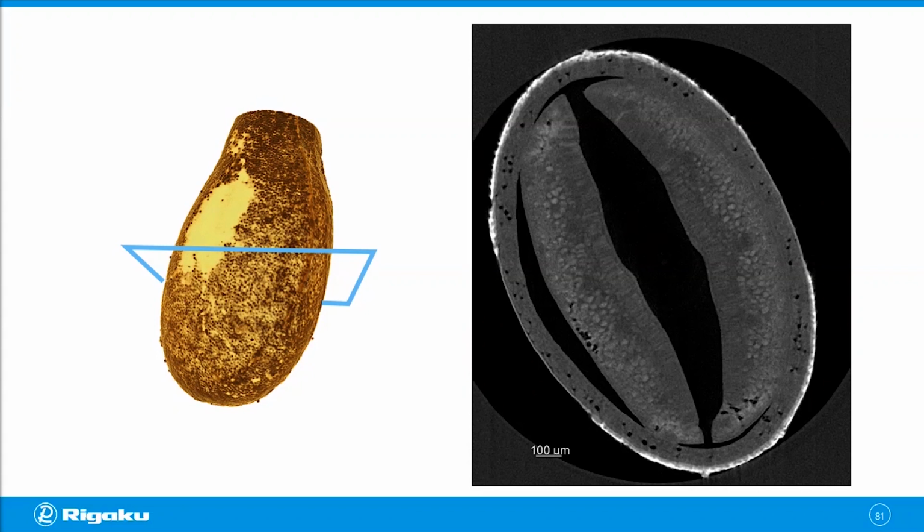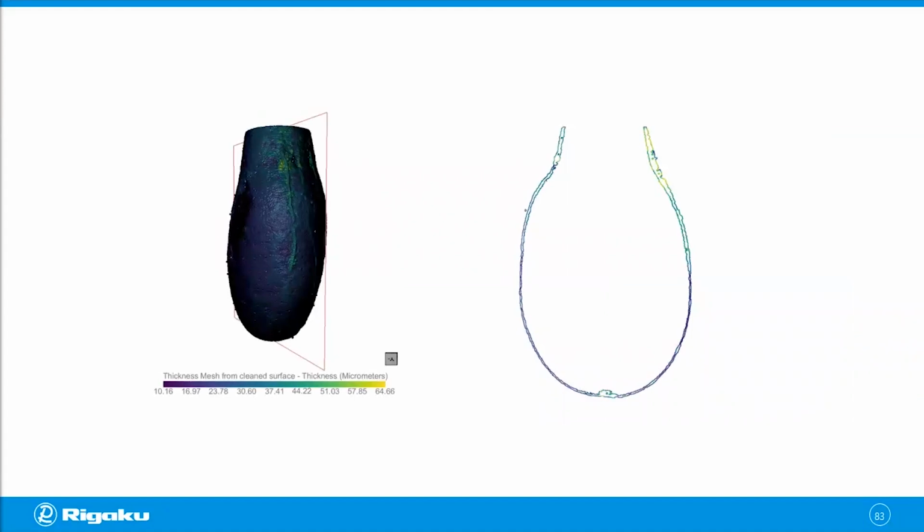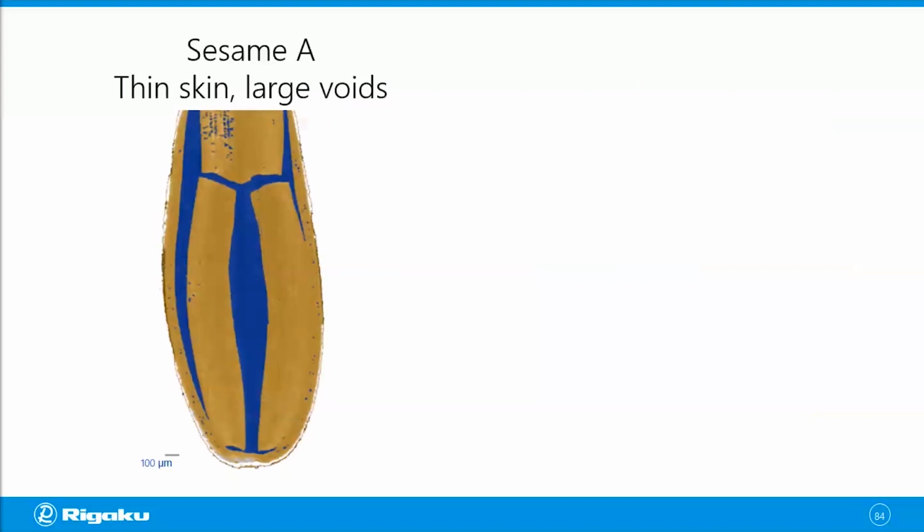And once you have this image in 3D, you can do different types of analysis, such as separating the solid part and calculating the body percentage, or you can focus on this high density surface layer, the skin. And when you do the thickness distribution analysis, you can see that at the bottom and around the neck area, you see thicker skin. And you can do this for, let's say, one type of sesame, sesame A, which has thin skin and large voids.